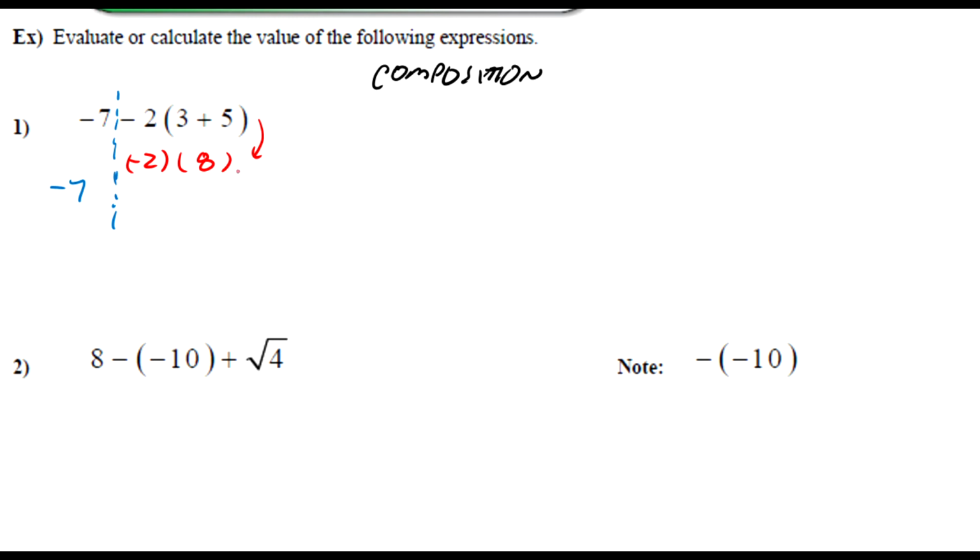And then to get the value of the term, I'm going to multiply those factor values. So again, I want to know the factor values first. And then once I have the factor values, I can evaluate the term, which is -16. Once I have my term values, now I can combine those values to get the value of the expression. So in this case, the value of the expression is -7 and -16 is -23.